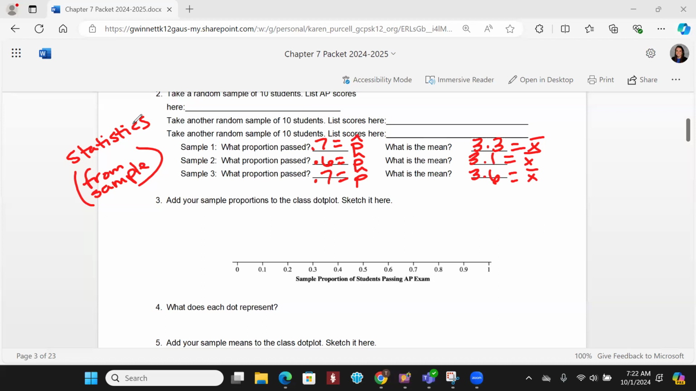Okay, we're going to add our sample proportions to the class dot plot and sketch it here. So if we all picked different samples, this is the kind of distribution that we would get. Go ahead and put this on your dot plot. So we would have one at 0.3, we would have three at 0.4, we would have five at 0.5.